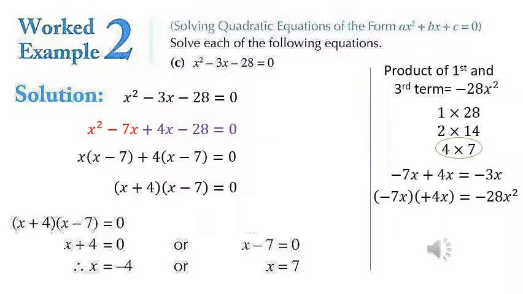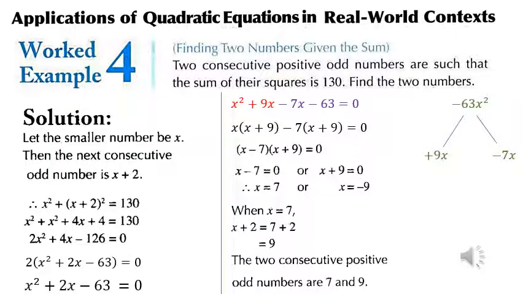So the value of x. Application of quadratic equations in real world context. Worked example 4. Two consecutive positive odd numbers are such that the sum of their squares is 130.